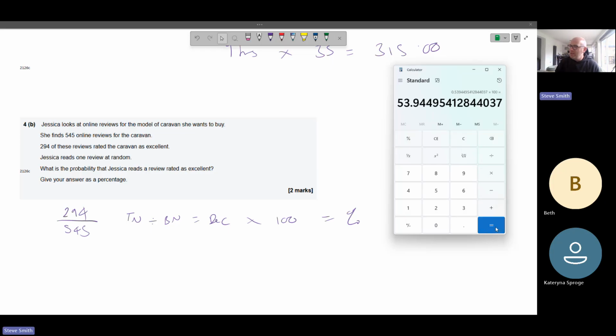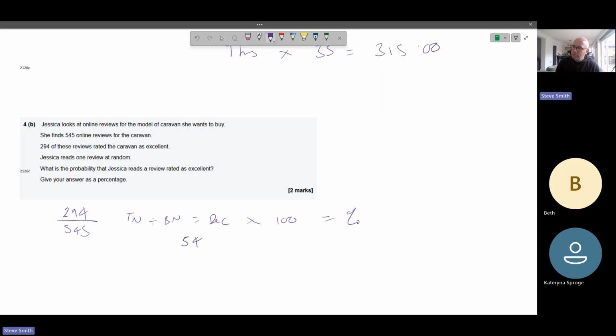So we've got 53.9. I'm going to put 54%, just because I've rounded it to the nearest whole number. It's not asked me to. So if you did write 53.9, or 53.94, you're still going to get the mark. I just rounded it to 54. It looks tidy. They've not asked me to. So if you wrote either, then you're going to get the mark. So Jessica has got a 54% chance of plucking one review out of 545 that's going to be excellent.